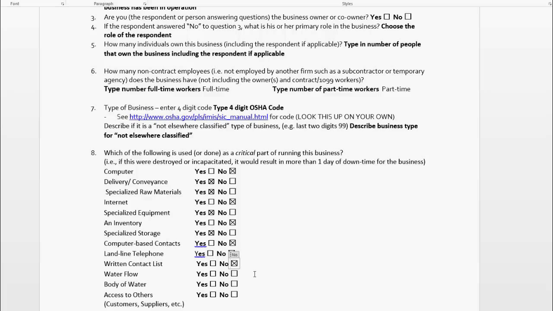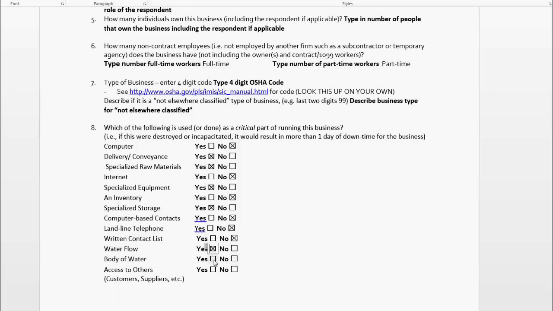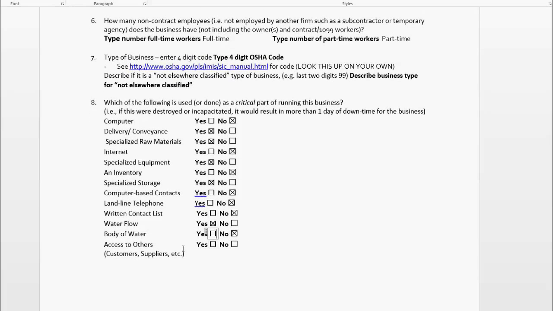Water flow. Do I need water? A restaurant most of the time does need water. Many manufacturing organizations actually use water in their processing. For me, yes, because there's some water in donuts. And what about a body of water? Usually I'm talking about transportation here. We actually added this question years ago when we realized that many farms were dependent on the Mississippi River to get their product from one place to another, whether it's the grain elevator to the warehouse, or other places. For me, it's going to be no, actually. I'm not dependent on a body of water.